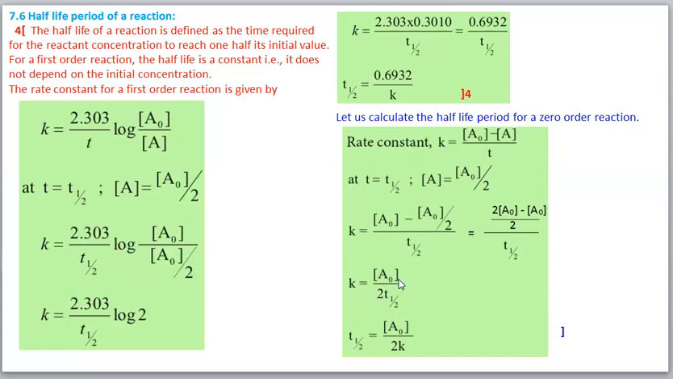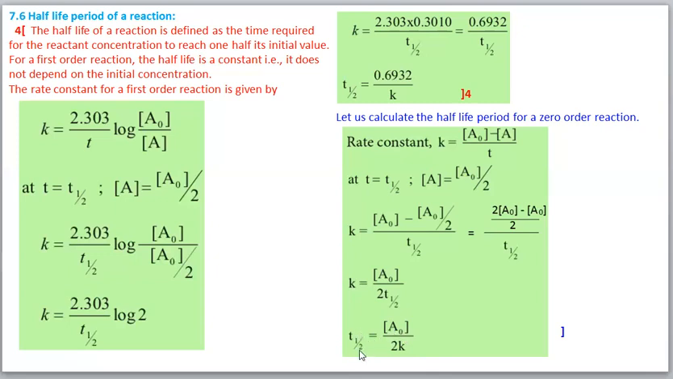So we'll get K is equal to A0 by 2 T half. Then we want to find out T half. T half is equal to this K change here. So we'll get A0 by 2K. This is the expression for the half-life period for a zero order reaction.